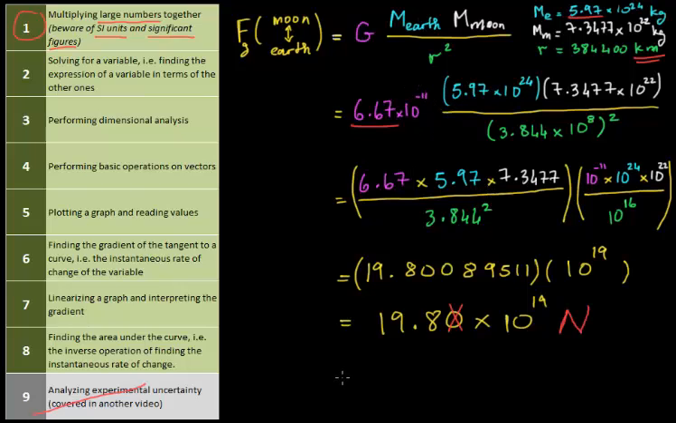And the third and final mistake, well, it's not really a mistake, it's just that when you have very big numbers, it's good practice to write them in scientific notation. So here we have 1.98 times 10 times 10 to the 19. So 1.98 times 10 to the 20 newtons, and that's the final answer with the correct amount of significant figures, with the correct power of 10, and with the correct units.